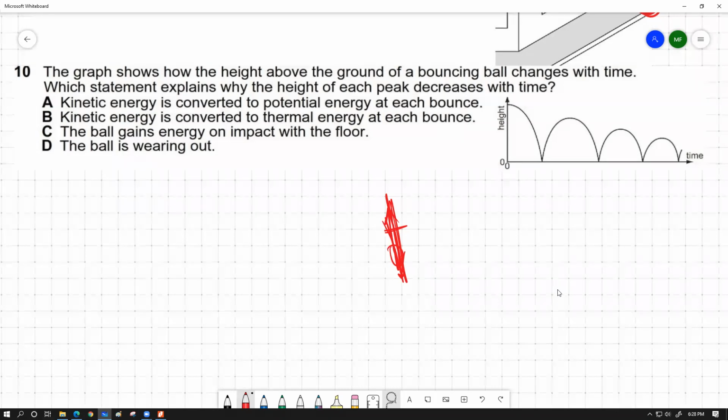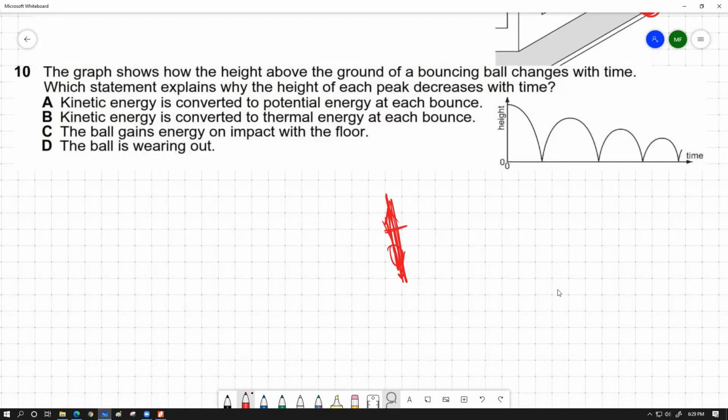A says kinetic energy is converted into potential energy at each bounce. Well, this is half true. In the bounce process, we have both. For the squashing, K converts to potential, and for the expanding, potential converts to K. So this is not untrue, but it is not the correct answer, because the question asks which statement explains why the height of the peak decreases. This is correct information, but it doesn't explain why the height is decreasing.